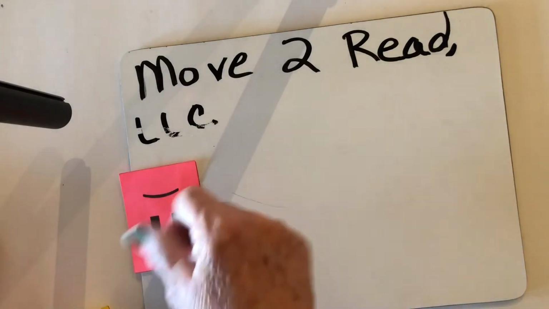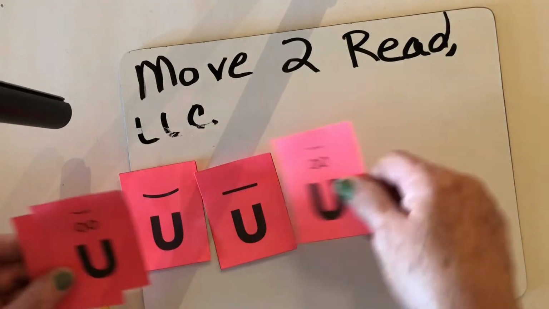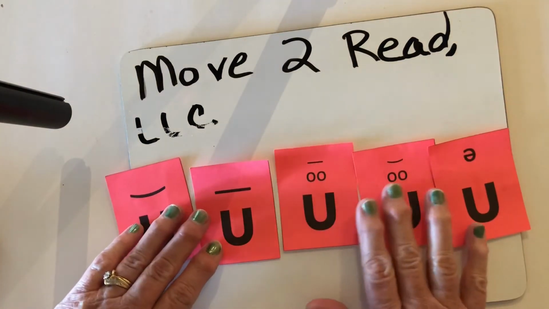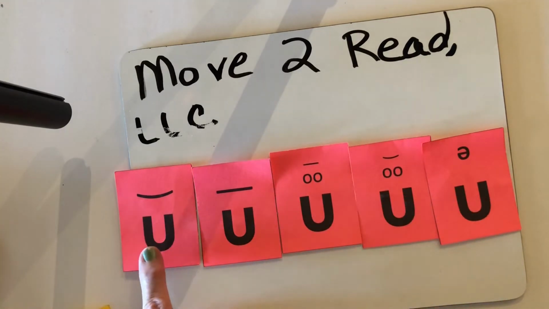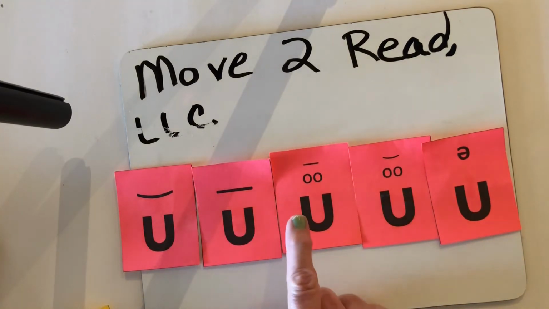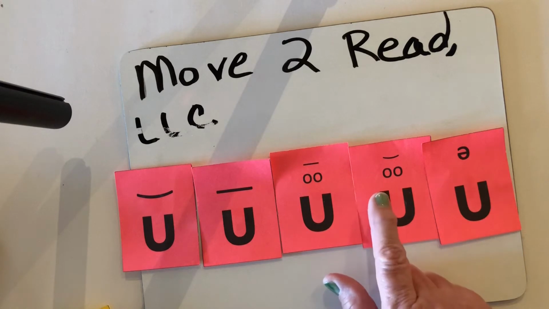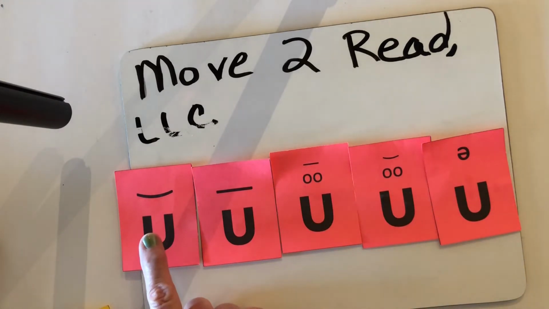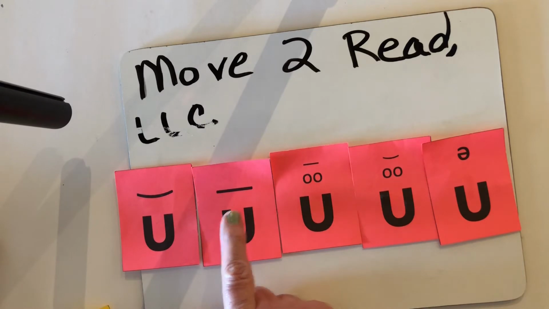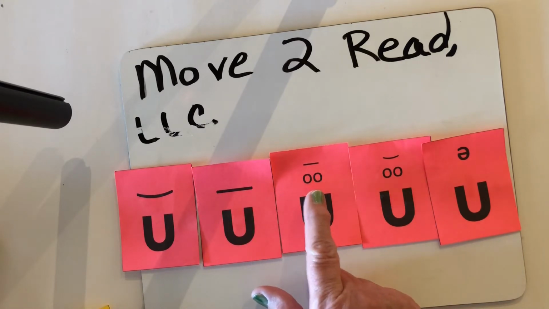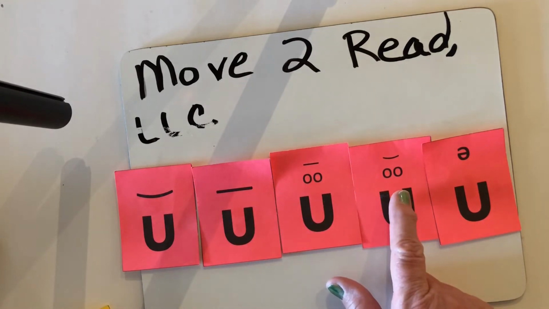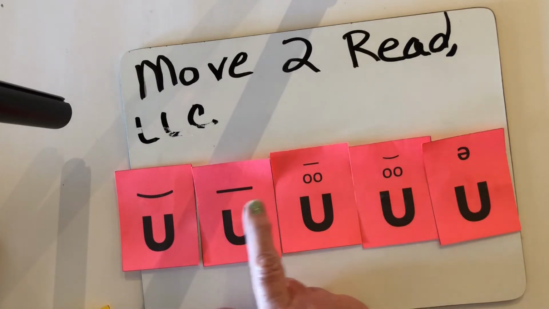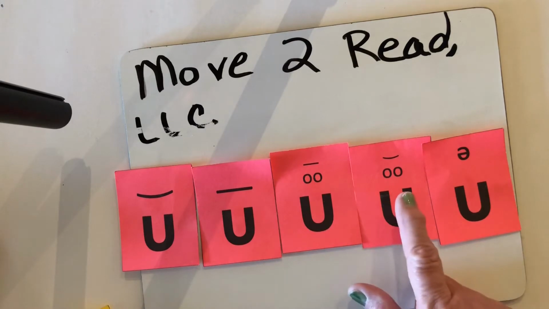For the letter U, we have 5 different sounds. U, ooh. So short U, long double O, short double O sound, and schwa. So U, ooh.